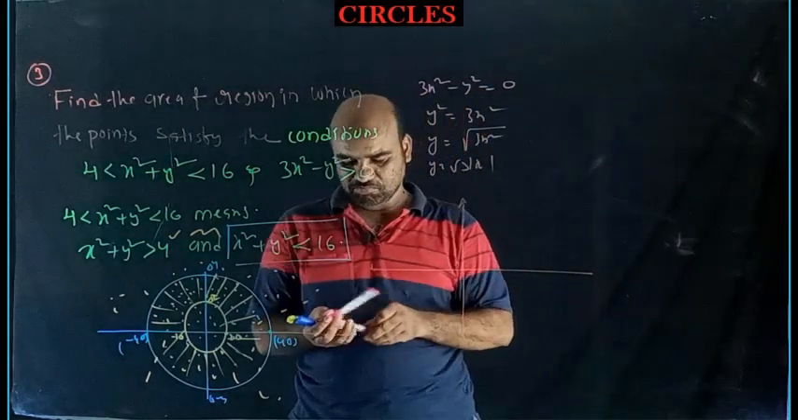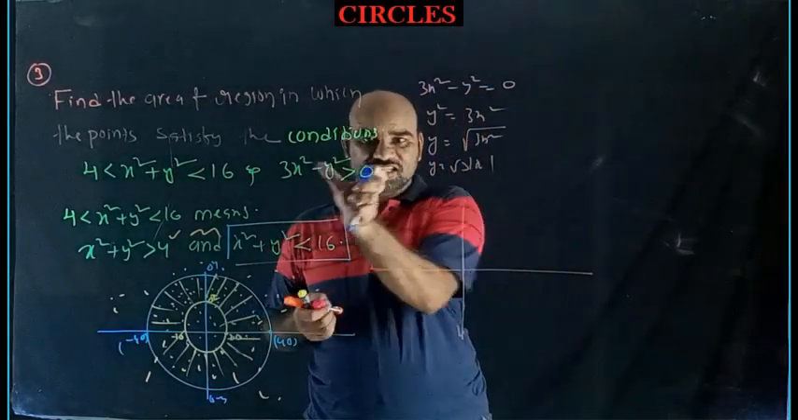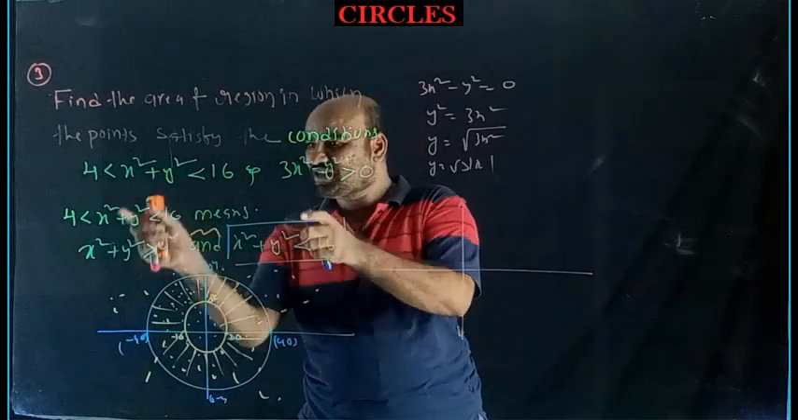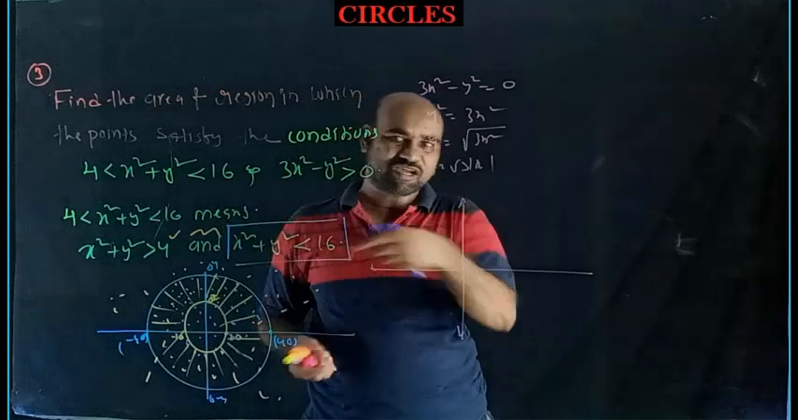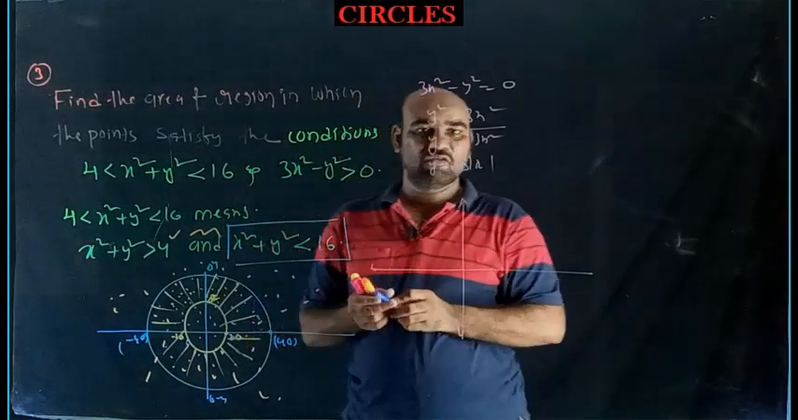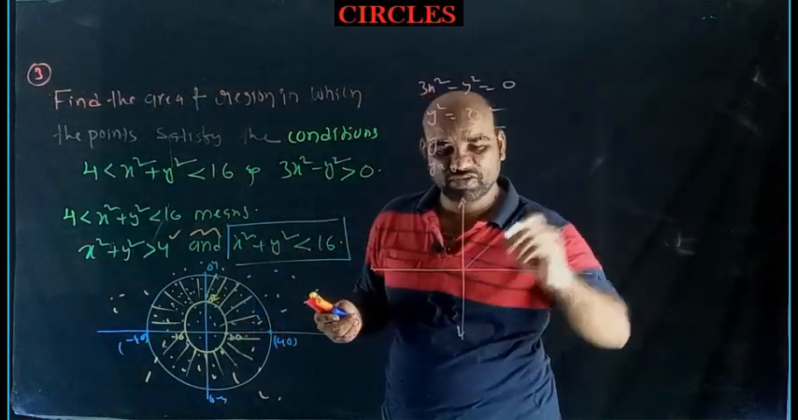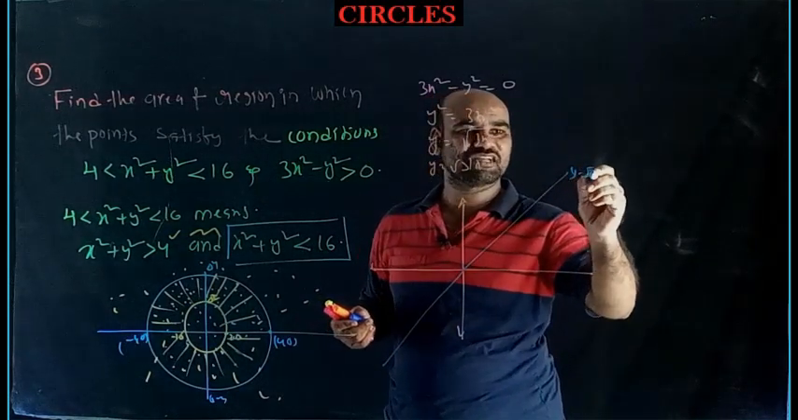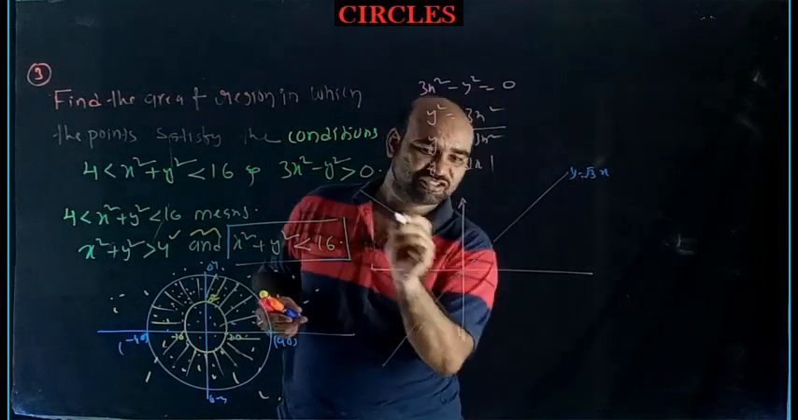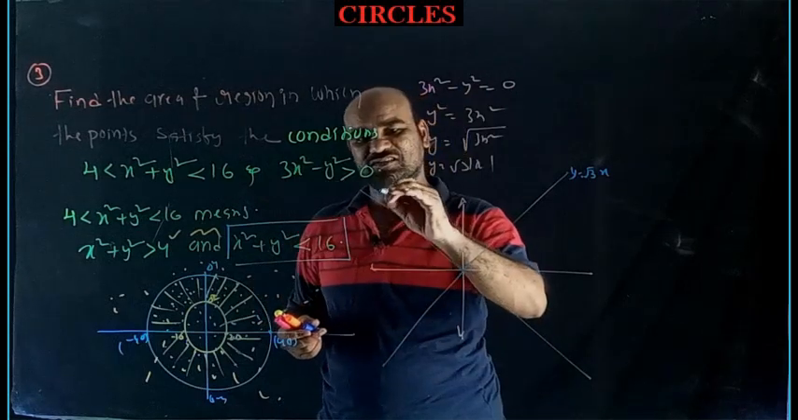Okay. Separately I am finding the region here. Already I found what is the region represented by this ring. After that I will combine both. This one is the y = √3x line, and this is the y = −√3x line.